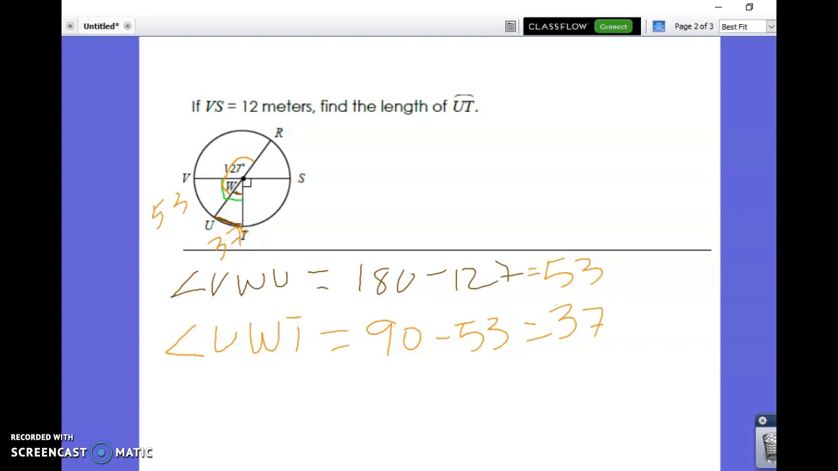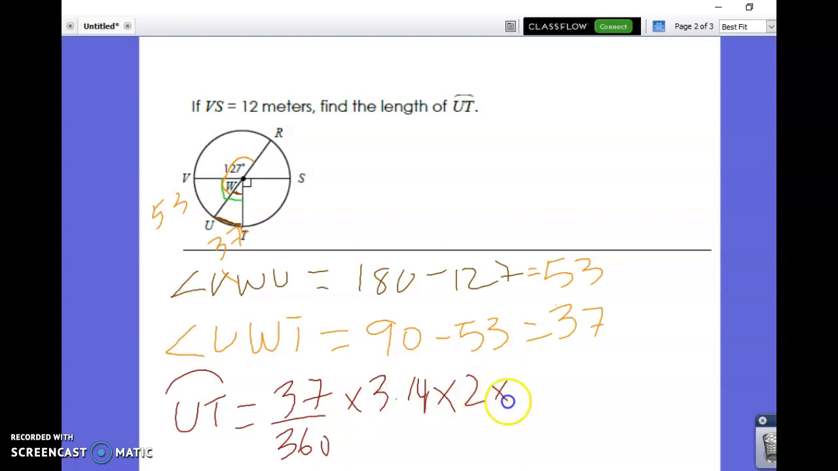So now we need to actually find what it is in meters. Now that we know what UT is in degree, we can go ahead and plug it into the formula for the arc lengths. To find arc UT, we do 37 over 360. That's the portion of the circle that we're dealing with, times pi, 3.14, times 2, times, in this case, they told us that VS is 12. So that means this whole segment right here is 12.